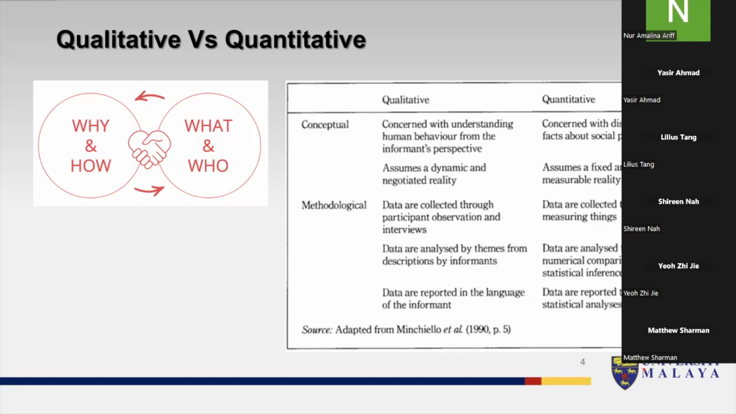In terms of methodology, qualitative data is collected usually through participant observation and interviews, and data are analyzed by themes and description by the informants and reported in the language of the informants. But for quantitative, data is collected through measuring things and analyzed through numerical comparison and statistical inference, and data are reported through statistical analysis.